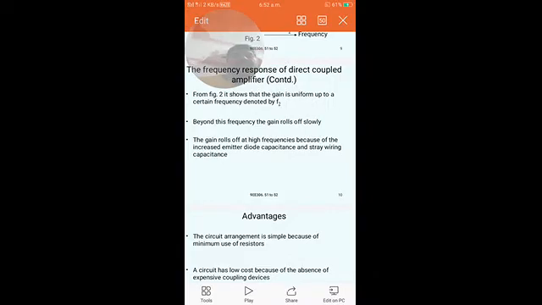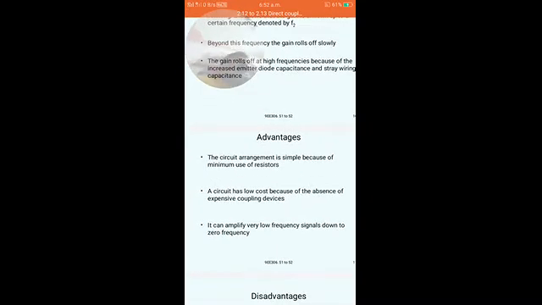So the advantages are: the circuit has a low cost because of the absence of expensive coupling devices like transformers and capacitors. The circuit arrangement is very simple because a minimum number of resistors are required, and this circuit is able to amplify extremely low frequencies, down to zero frequency, which is not possible with the RC coupled and the transformer coupled amplifiers.